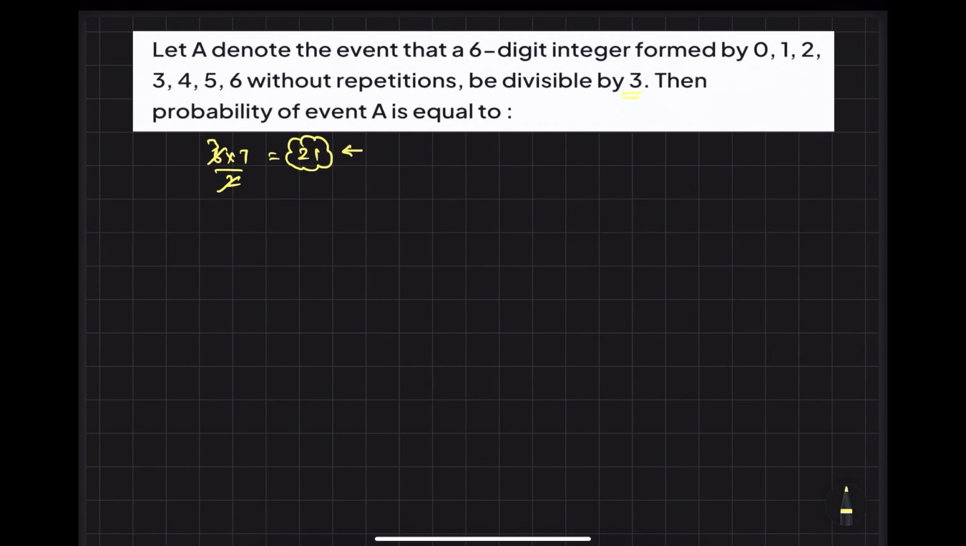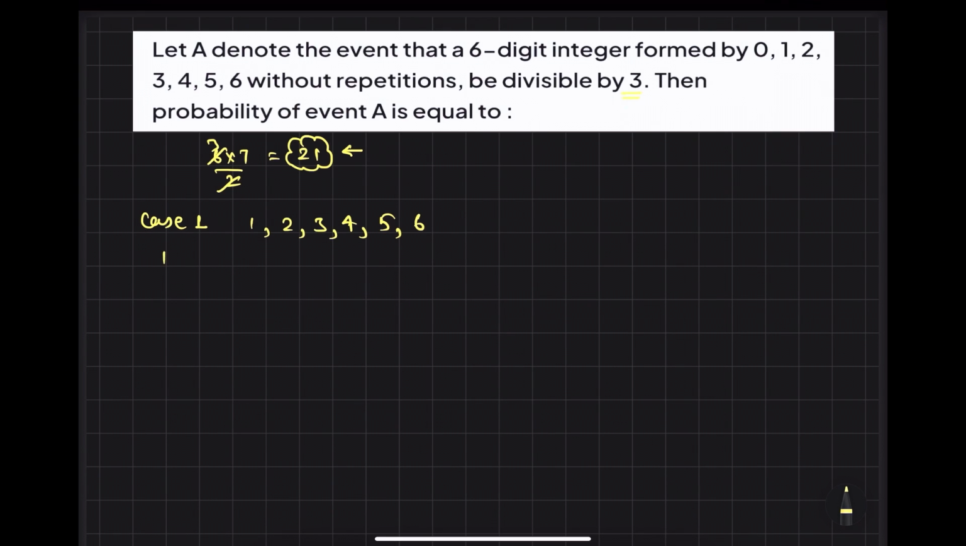So if you want a 6-digit number to be divisible by 3, you have to remove those digits which are divisible by 3. This means case 1. In case 1, suppose you have removed 0. So you will be left with 1, 2, 3, 4, 5, 6. You have removed 0 which is divisible by 3. So what is the count of this number?